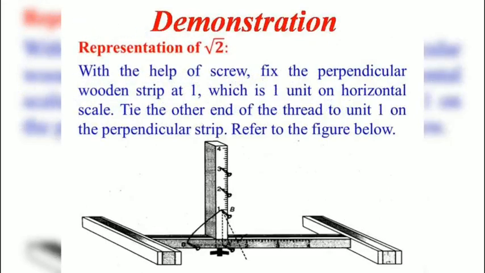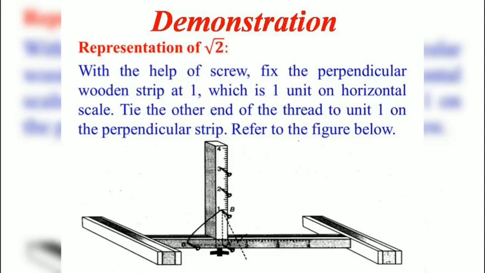Then demonstration. What you observed from this activity: first, representation of root 2. With the help of the screw, fix the perpendicular wooden strip at 1, which is 1 unit on the horizontal scale. Tie the other end of the thread to unit 1 on the perpendicular strip. Refer to this figure.